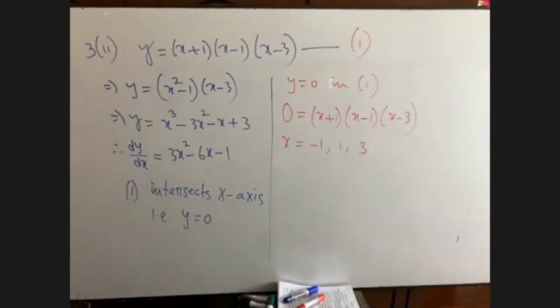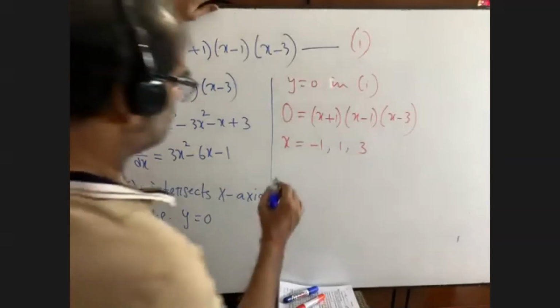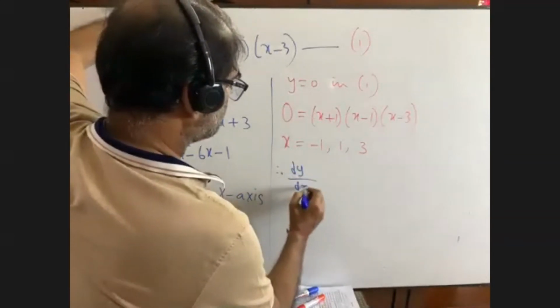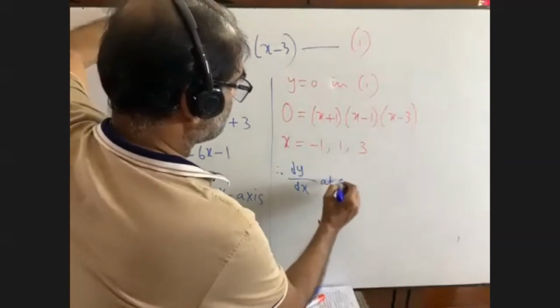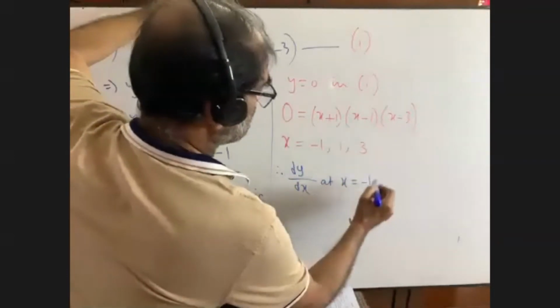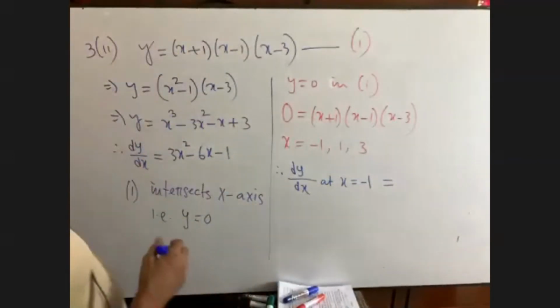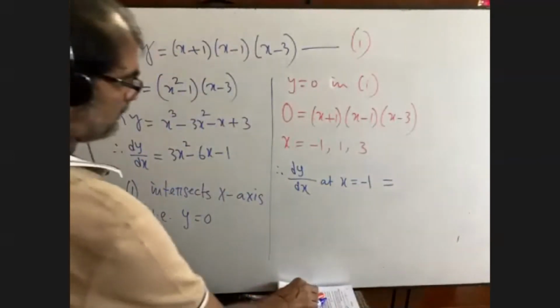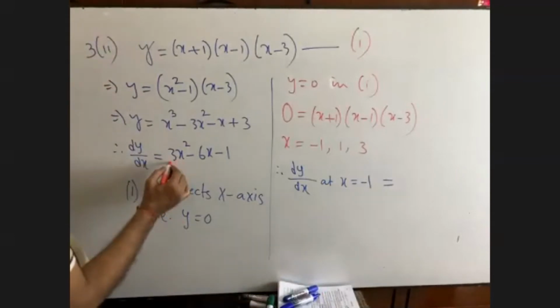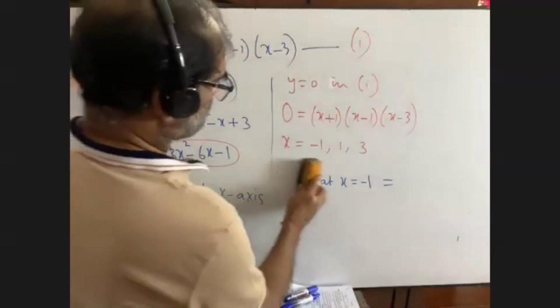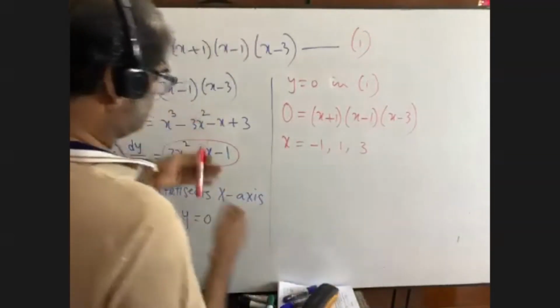Am I right? Therefore, find dy by dx at x equals to minus 1. That means you have to put the value of x equals to minus 1 here. Just wait, I'm going to show it in another way.